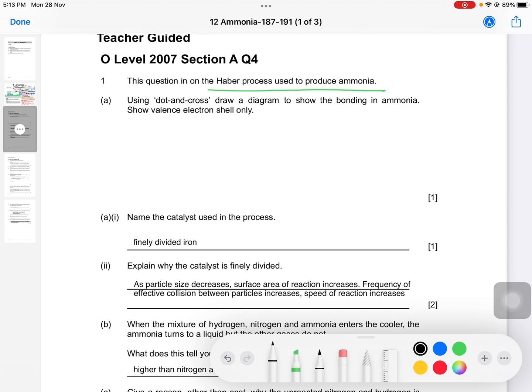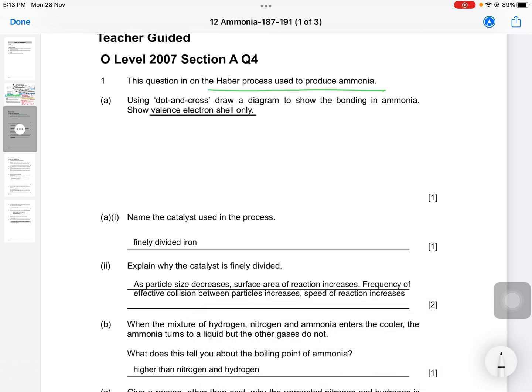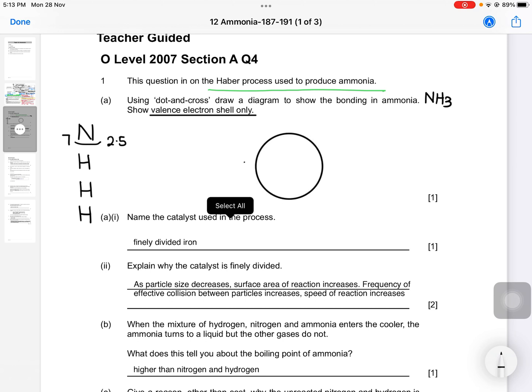So show valence electron shell only. Take note, the formula for ammonia is NH3, so there are 3 hydrogen. Nitrogen has 7 electrons, so my electronic arrangement will be 2.5. If I were to draw 5 electrons, I only need 3 hydrogen here, so I can only draw the structure in this way.